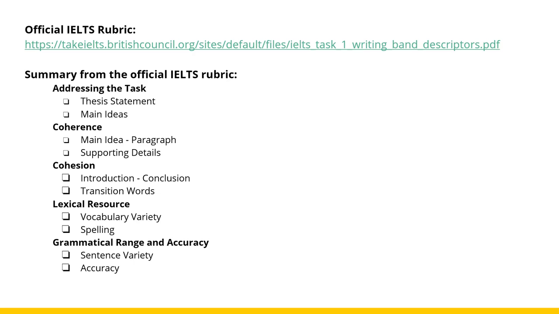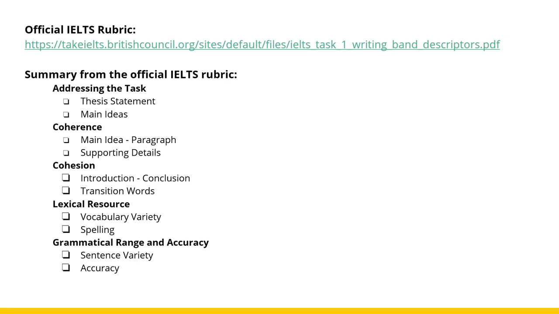So first of all, you have to make sure you are addressing the task, which means your essay has a thesis statement and main ideas. Coherence means that every body paragraph begins with the main idea, which is a topic sentence. We discussed it. And every body paragraph has supporting details, things like highest number, lowest number, and so on. Next, we have cohesion, which is an introduction, and your conclusion is restating your introduction.